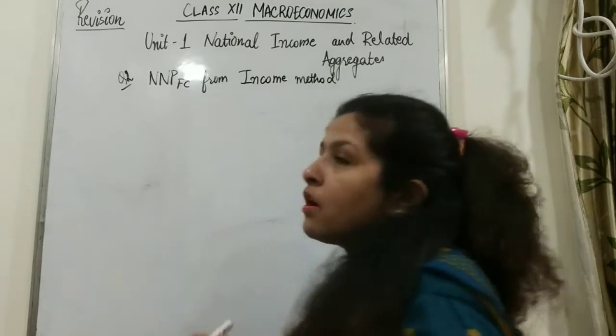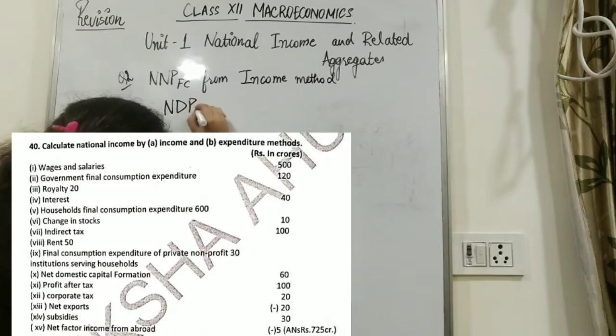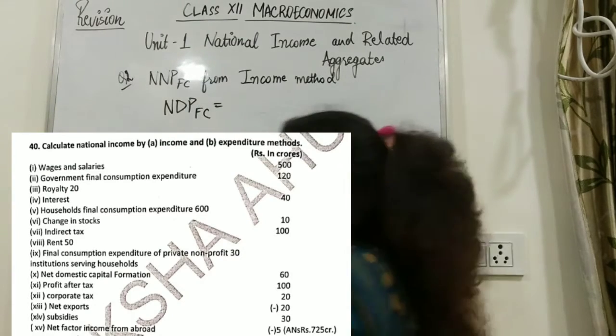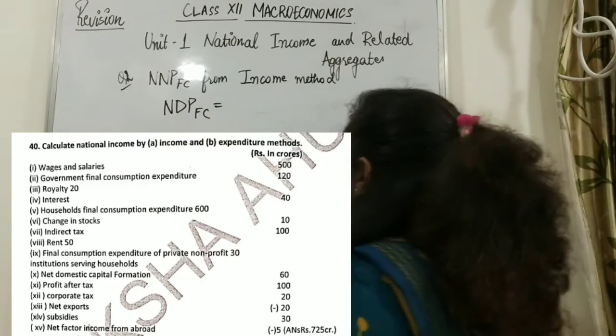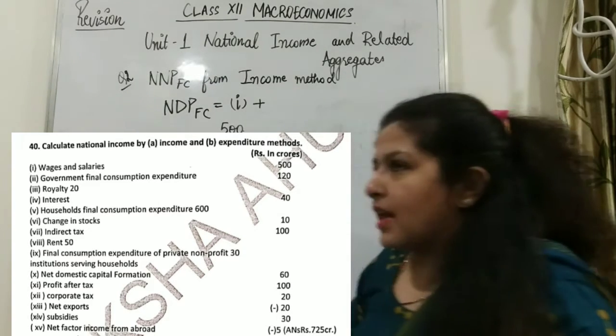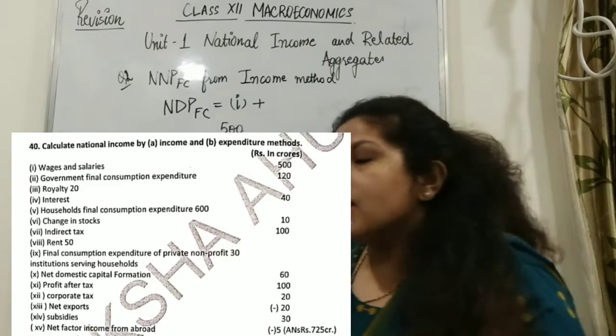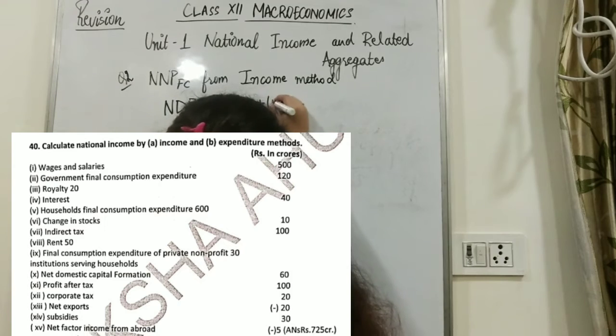Let's do it. We know from income method we get domestic income at factor cost, right? And adding first of all compensation of employees. It is not given. Actually, wages and salaries is given on number 1. Wages and salaries how much? 500 crores. Apart from that, nothing is given. So we'll move to the second one. Here royalty is given on third number. We'll add that. How much?